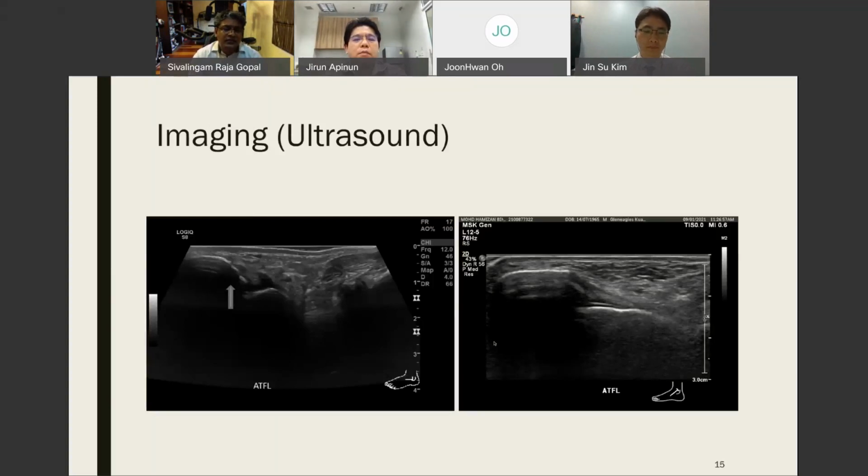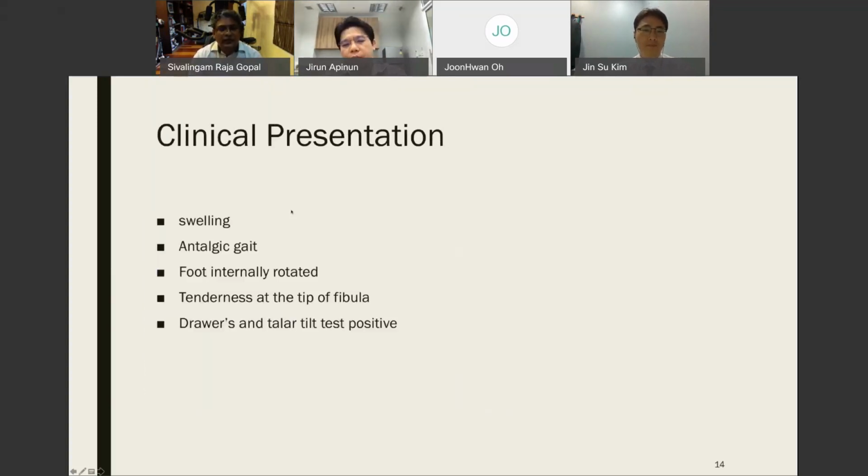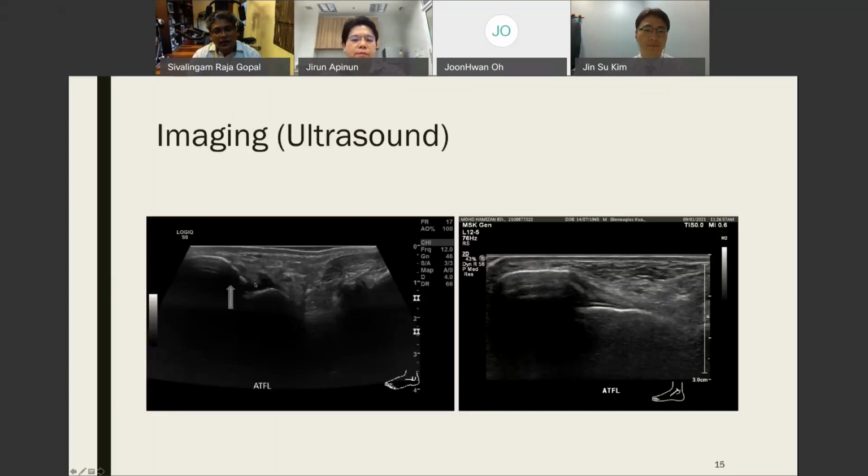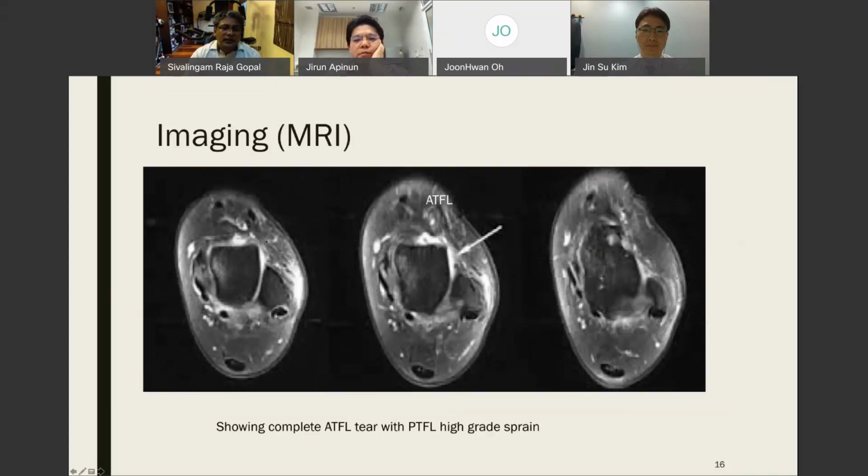This was an ultrasound finding. There was a tear over the ATFL. The one on the right is a normal case where you can see the ATFL clearly, and here the ATFL is missing. We did an MRI for her. There is almost no ATFL. There's a gap seen clearly where the ATFL should be, and as we can see, the CFL has a lot of high signal changes.